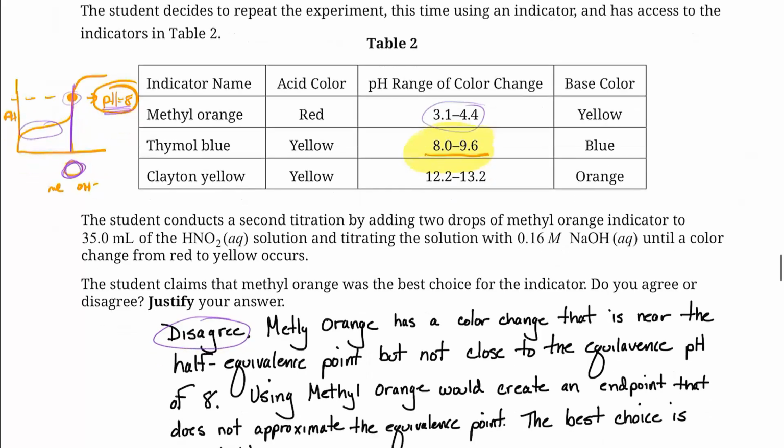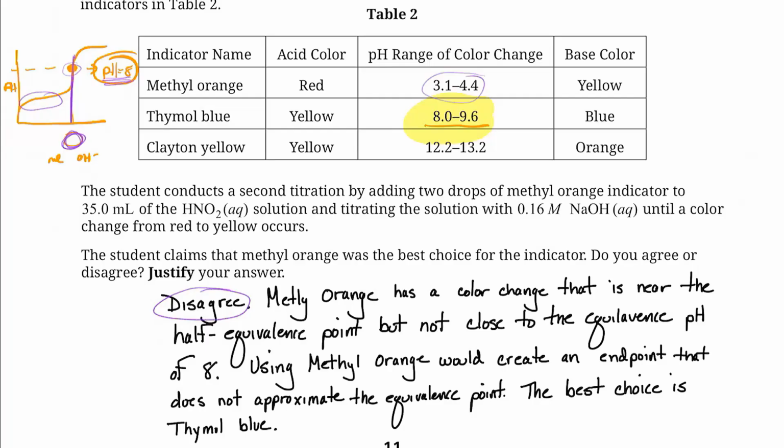And what I said here is methyl orange has a color change that's near the half equivalence point, but not close to the equivalence pH of 8. Using methyl orange would create an endpoint that does not approximate the equivalence point. The best choice is thymol blue, because again, its pH color change approximates the equivalence point, and that's what we want to do with color changes, so that we can know how much base was added to match the moles of the proton of the acid, so that we can analyze the analyte, analyze the chemical. So that's where that question comes from.